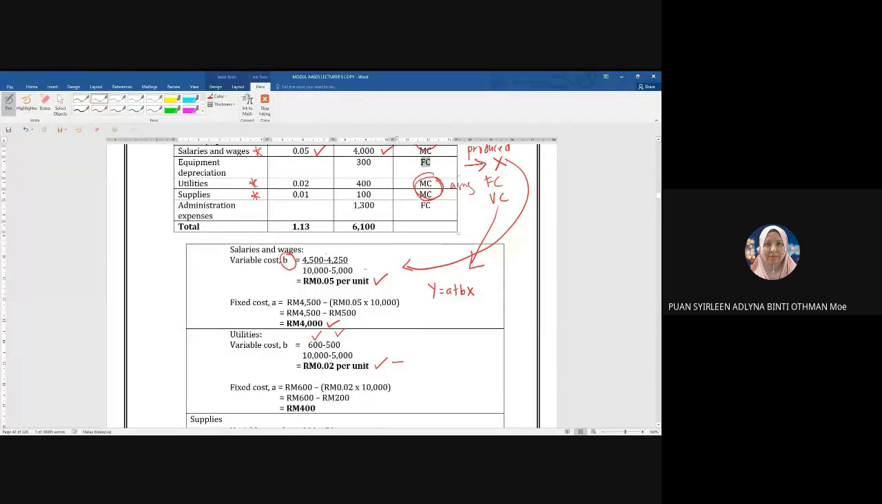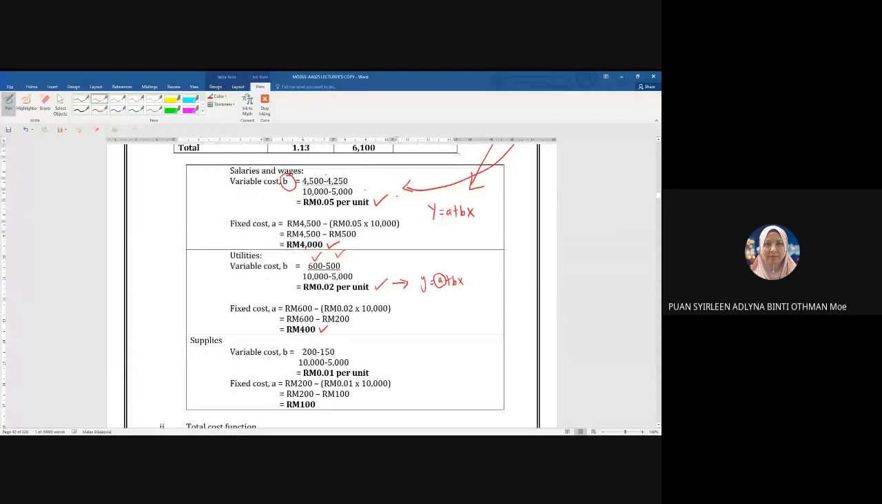Okay, so kita akan gantikan B sama dengan 0.02 cents ni into Y equals to A plus BX. Why? Because we want to find the amount for A. Alright, so kita akan dapat amount A tu ialah 400. Okay, so utilities dekat sini, your variable cost is 2 cents. Okay, your utilities is 400 ringgit. Okay, so that is for utilities.